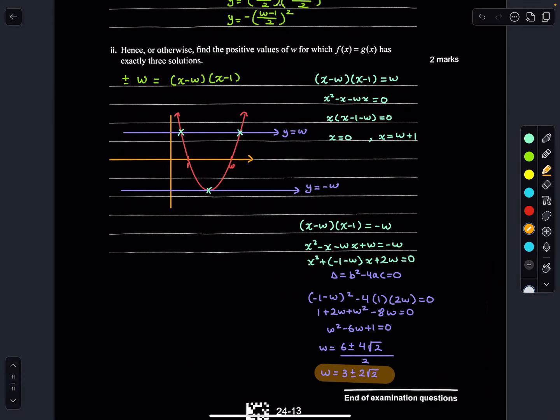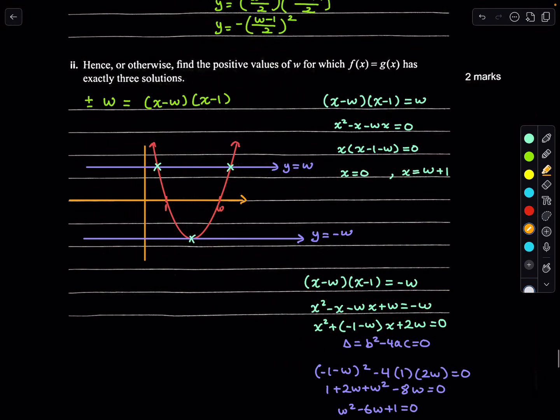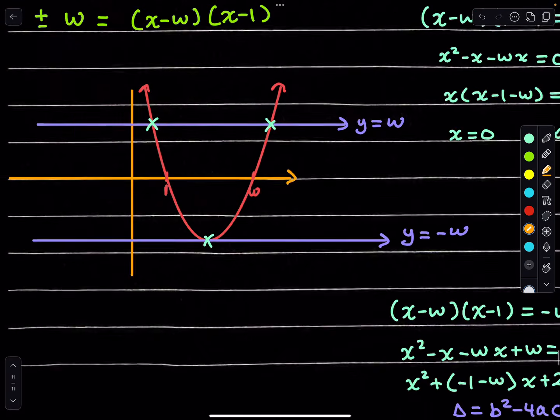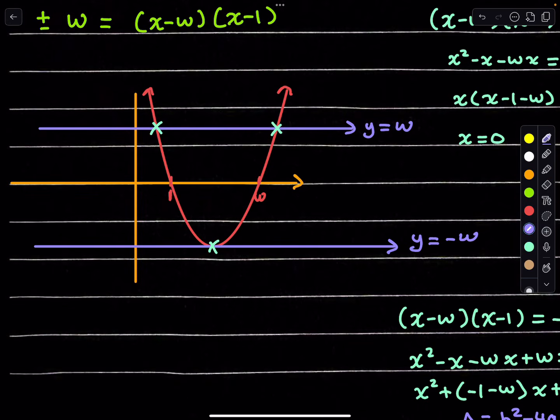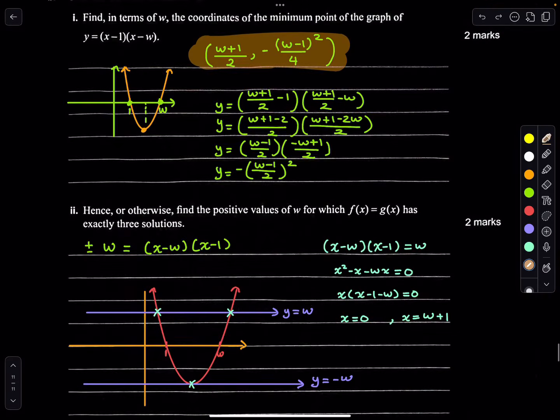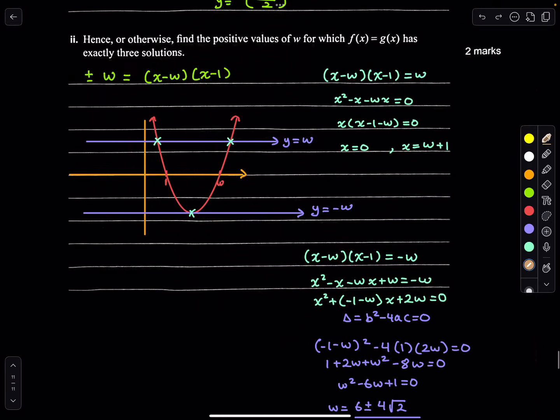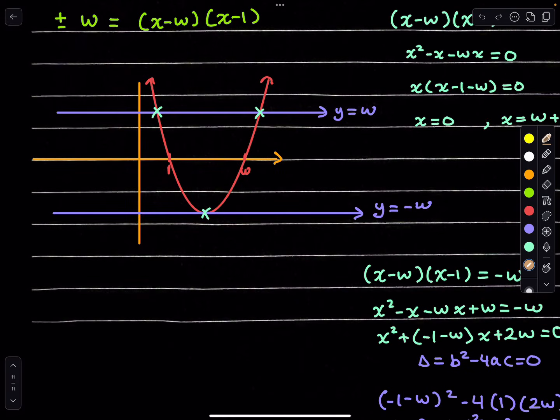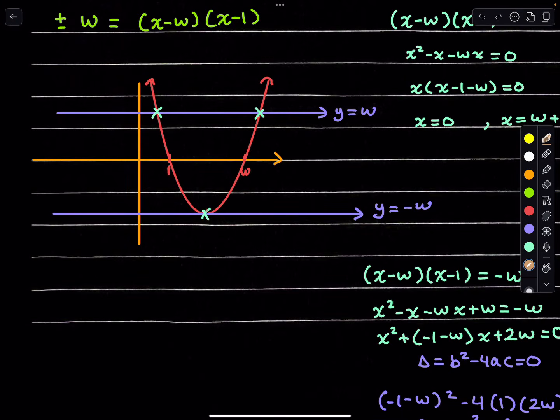Now, that is just a long process. By looking at the question, you can actually do it much quicker. Let me show you this quick process. Why did it say hence? Hence means using your thing from over here. We know the coordinate of that minimum turning point. We know for a fact, what does the y value have to be for this line over here to intersect at once? We need the y value of this turning point to be equal to negative w. Isn't that right?